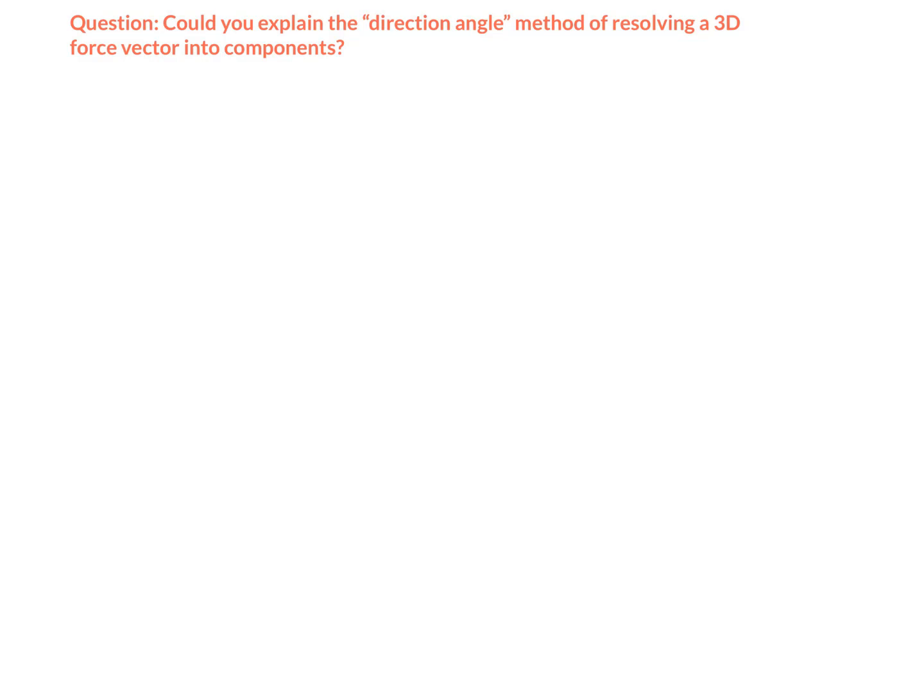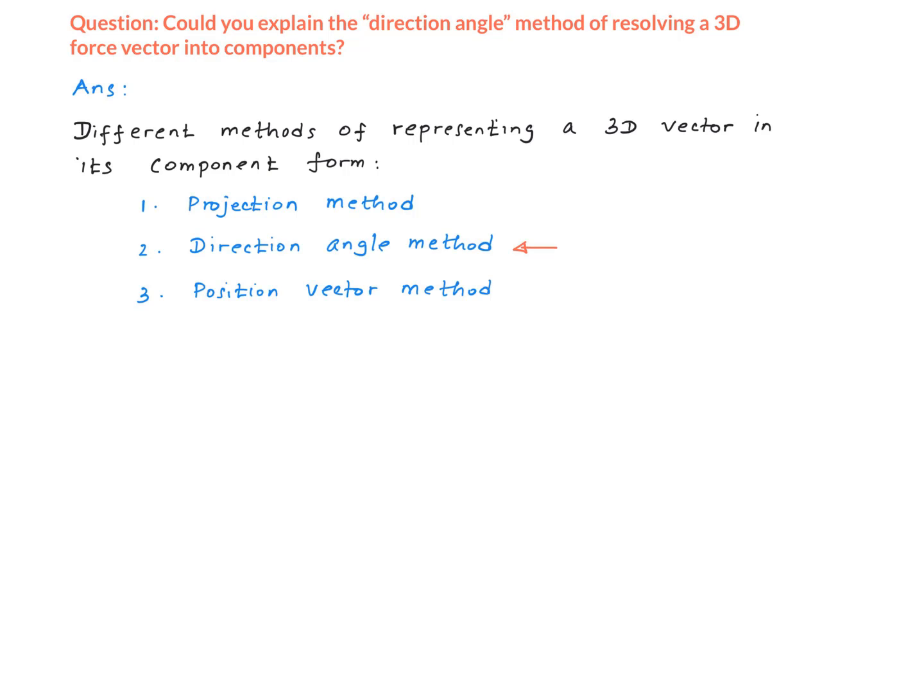The question is, could you explain the direction angle method of resolving a 3D force vector into components? We mentioned in another video that there are at least three different ways to find the components of a 3D vector: the projection method, the direction angle method, and the position vector method. So in this video, we're going to talk about the direction angle method.